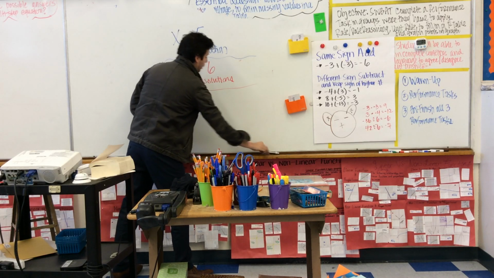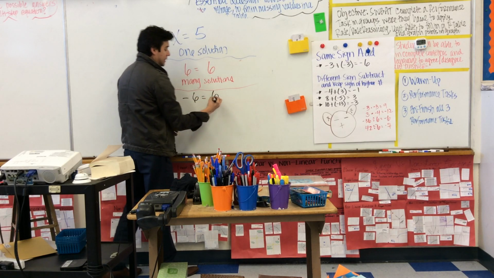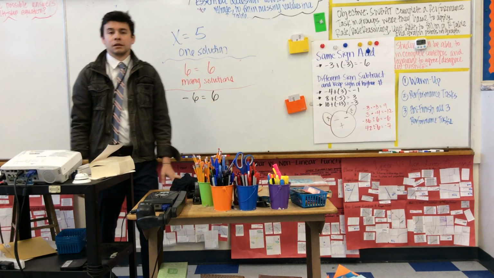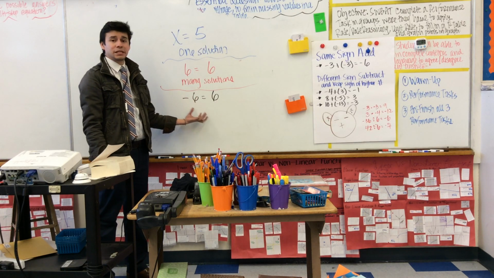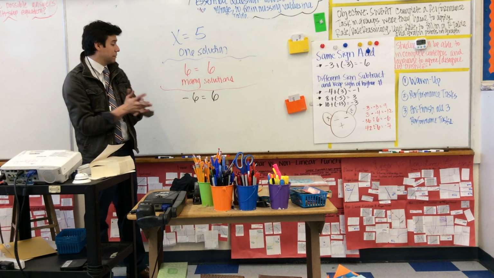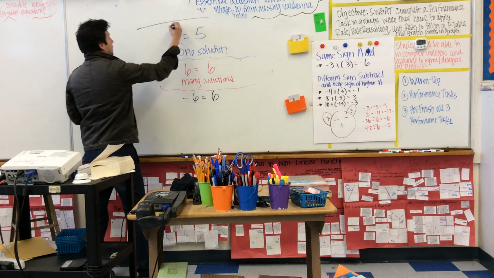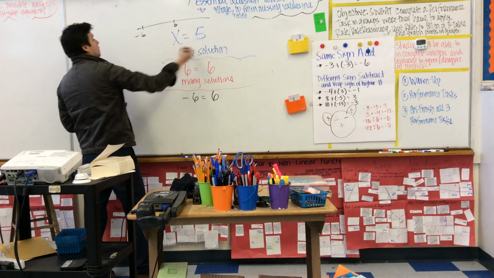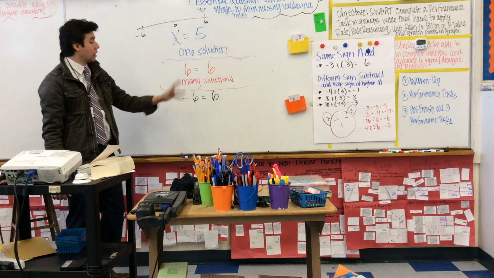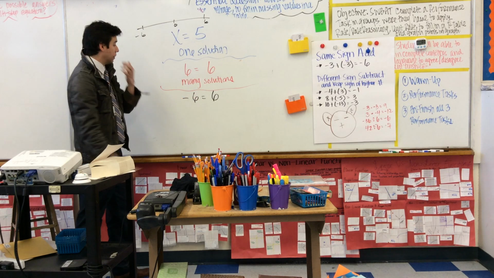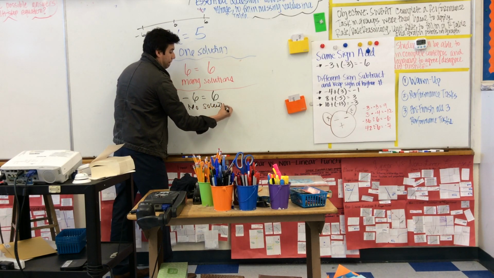Let's say we get something like negative 6 equals positive 6. A lot of you were confused with this. A negative 6 and a positive 6 are not the same. They're totally different. On a number line, that's 0. Negative 6 is over here. Positive 6 is over there. So they're not the same. Therefore, this is what we call no solution.